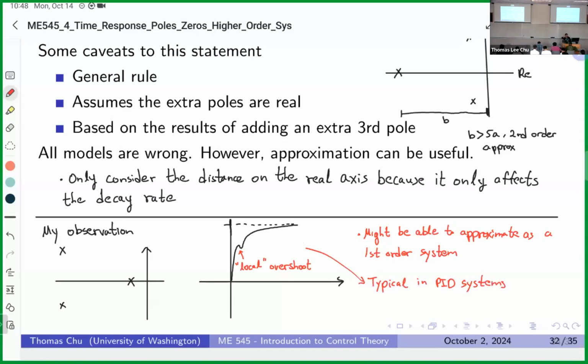Where we see this little local overshoot before decaying to the final value. Of course, if I were to tune my PID controller, I could get rid of that little local overshoot with some tuning, but you'll see this in PID design. Not PD or PI, but PID specifically.